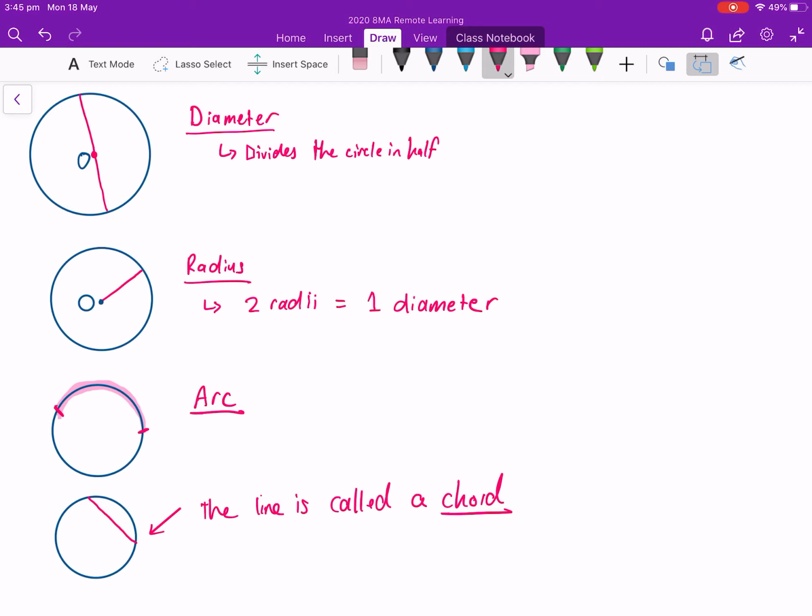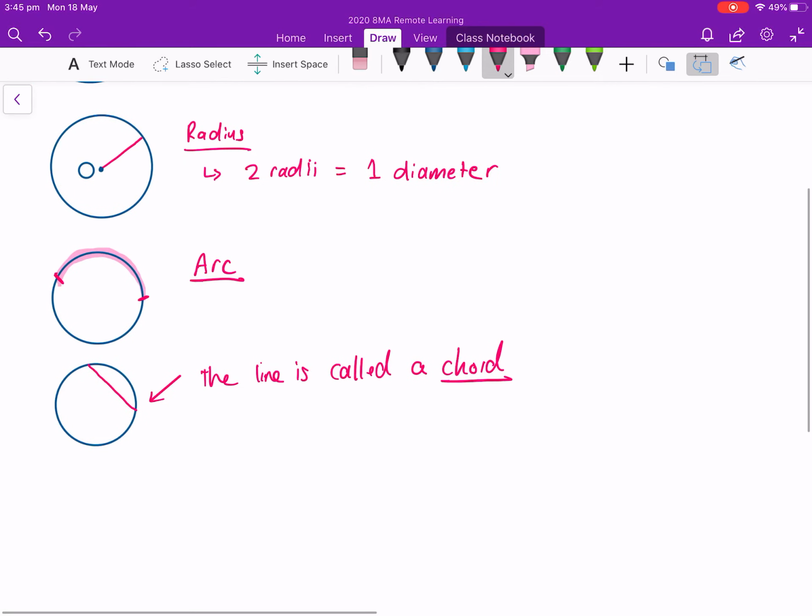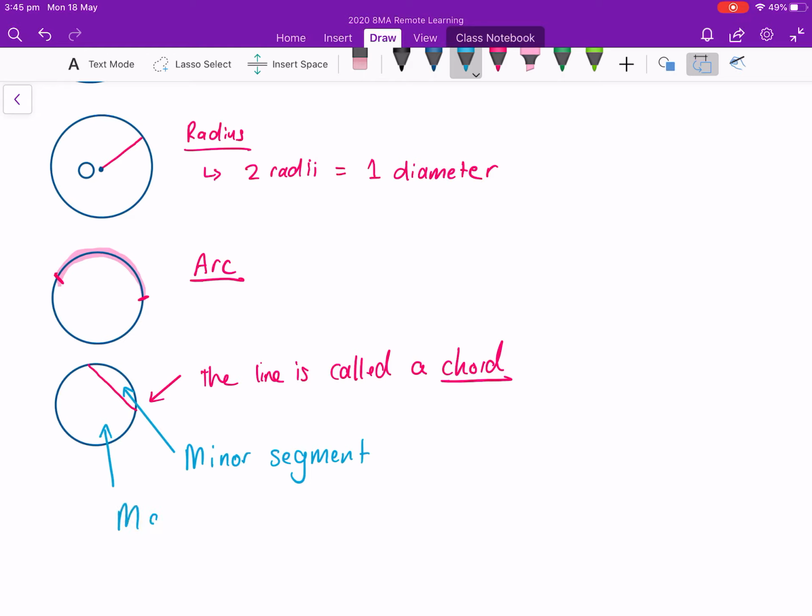All right, now, this chord actually separates the circle into two other things. Inside this smaller part, this is called a minor segment. And this larger part is called a major segment. So a minor segment and a major segment.